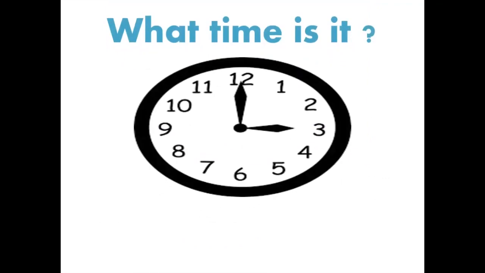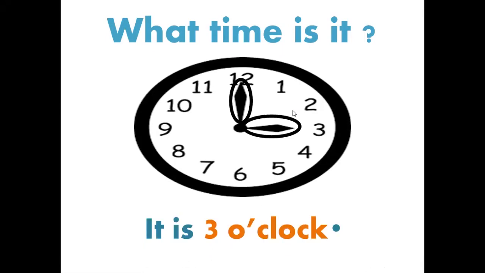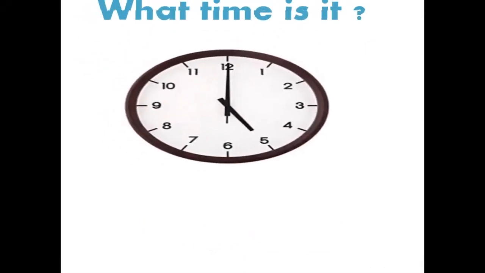And here, what time is it? What time is it here? We can find the long hand on number 12 and the short hand on number 3. So it's 3 o'clock. Again, it's 3 o'clock.